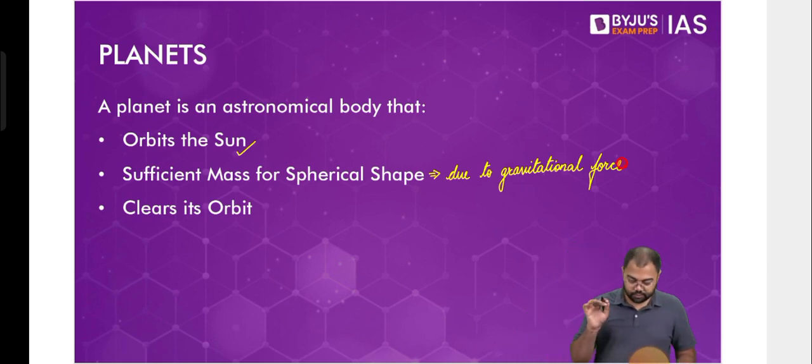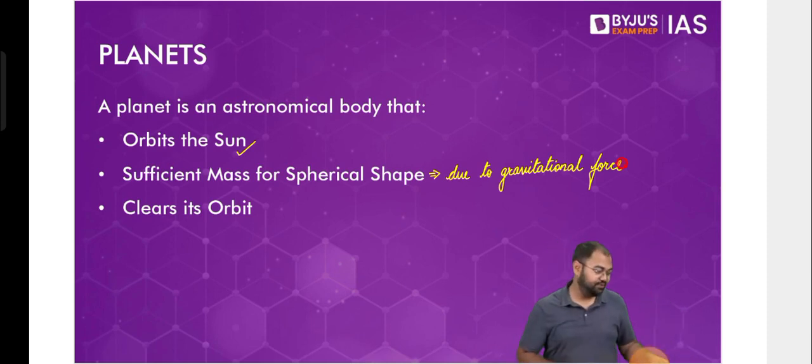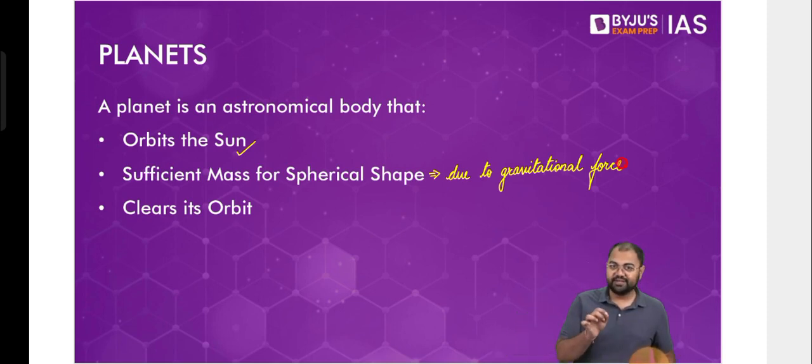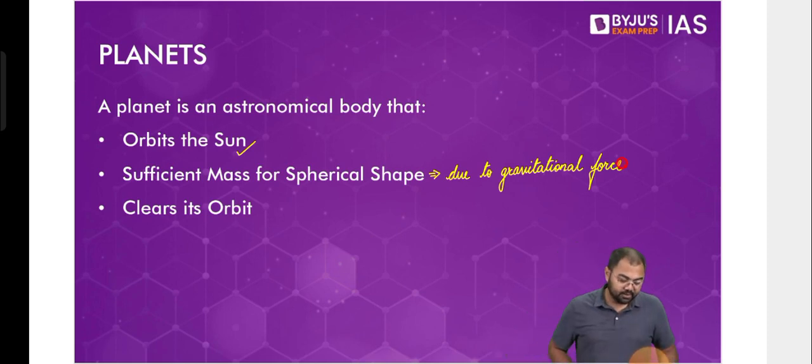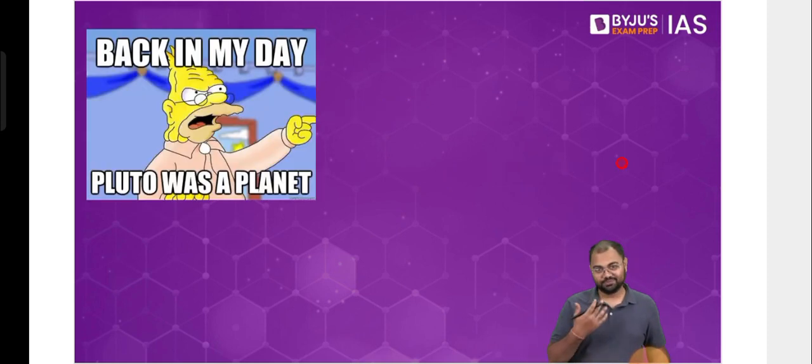Now, the third point. If you go back to the history of defining the planet, you'll see that these first two criteria were the only 2 criteria initially for something to be defined as a planet. That they should be revolving around a star, and secondly, they should be spherical, or almost spherical in shape due to their gravity. This was the time when Pluto also used to be a planet, right? But after that, Pluto was taken away from the list of planets, and this happened when a third criterion was added, that it should have cleared its orbit.